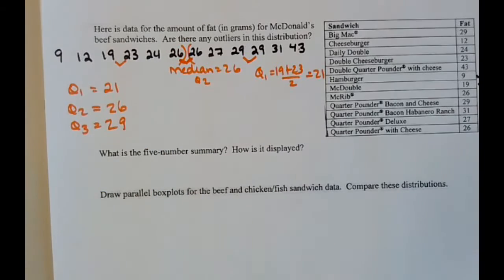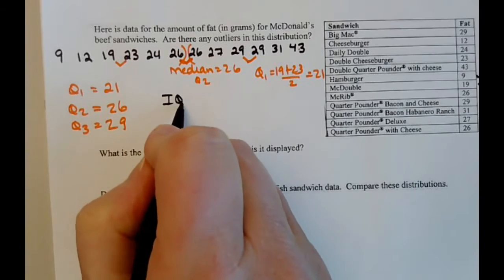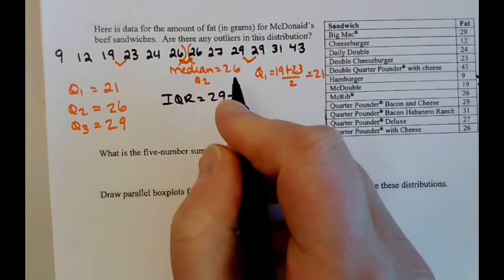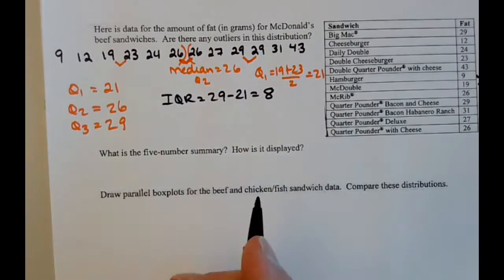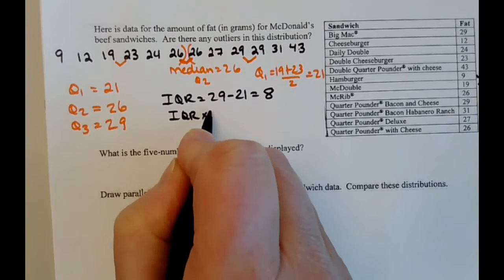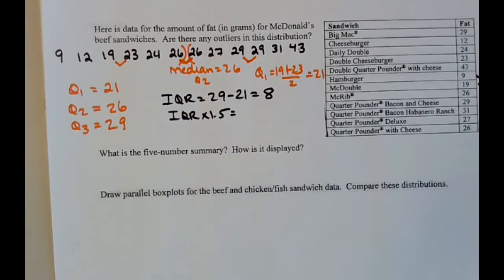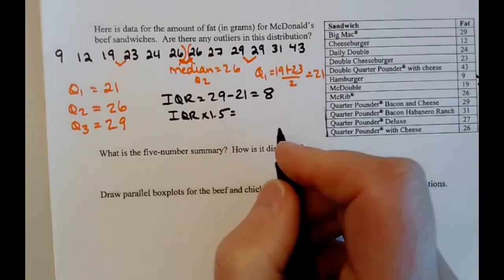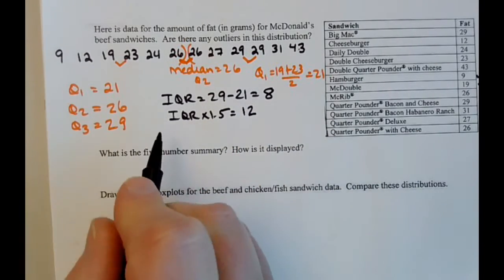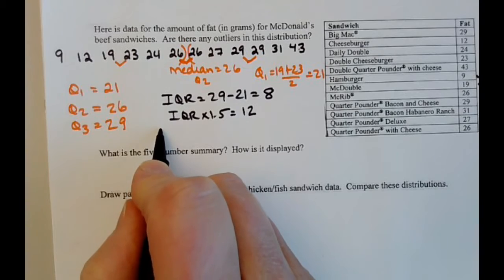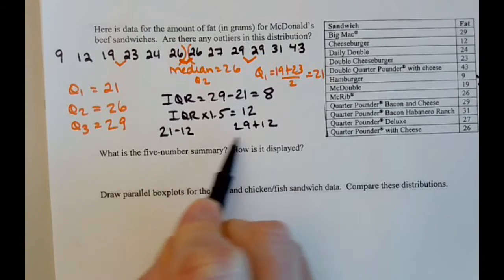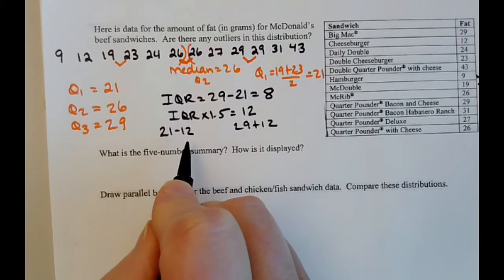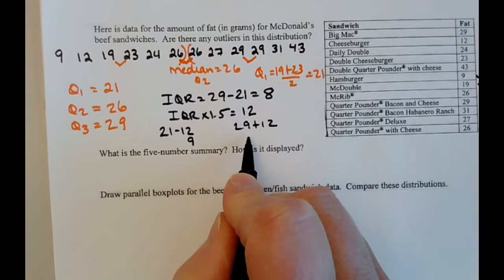So my interquartile range, because we want to know are there any outliers, is 29 minus 21, which is 8. To find outliers, remember again, I'm going to take my interquartile range times 1.5, and 8 times 1.5 is 12. Now I'm going to take 21 minus 12, and 29 plus 12, to see if there are any numbers outside of that. 21 minus 12 is 9. 29 plus 12 is 41.